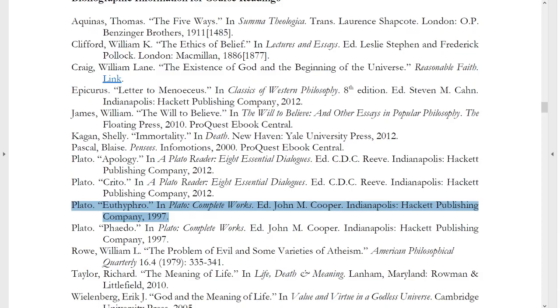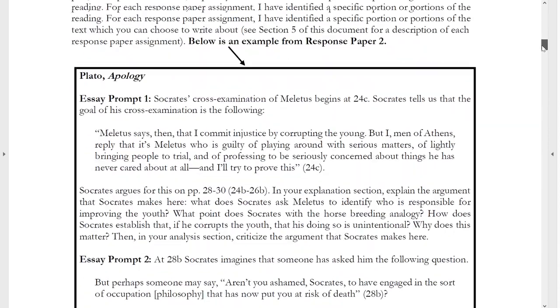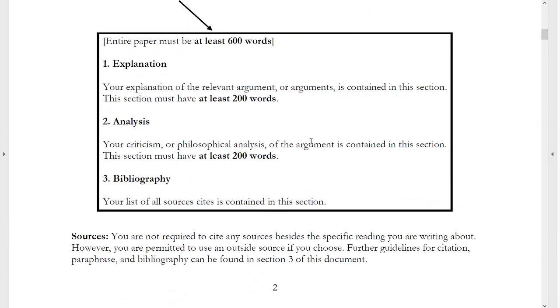Now, you might ask about other sources. Are you required or can you use other sources in your paper? You can use other sources in your paper if you wish, but you're not required to. I'll have a few more things to say about what sources are appropriate, but for now I'll just say that the only thing you have to cite is whatever reading you're writing about. You can use other sources if you want, but it is not required.